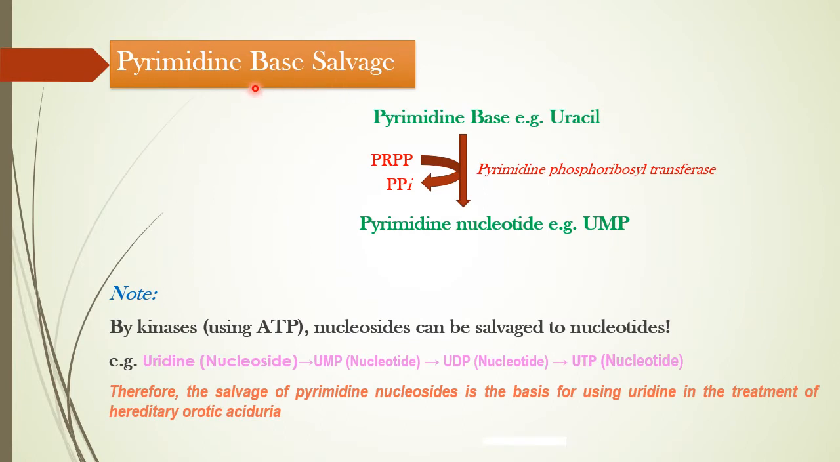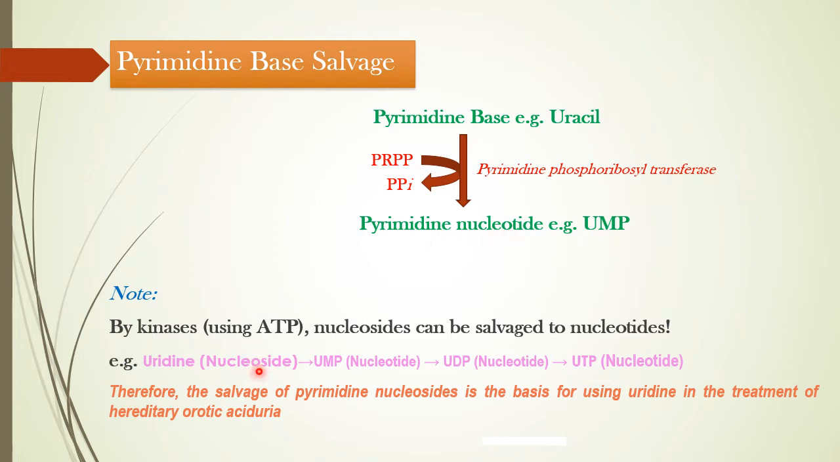Salvage of pyrimidine bases. So we can regenerate pyrimidine nucleotides from the turnover of nucleic acids, which can give us pyrimidine bases. If you have a pyrimidine base, then it may be regenerated back into a pyrimidine nucleotide by a single reaction, which is catalyzed by pyrimidine phosphoribosyl transferase. In this reaction, PRPP enters and pyrophosphate leaves, and any pyrimidine base can be converted into its pyrimidine nucleotide. Here I have highlighted the conversion of uracil, which is a pyrimidine base, into UMP, which is a pyrimidine nucleotide.